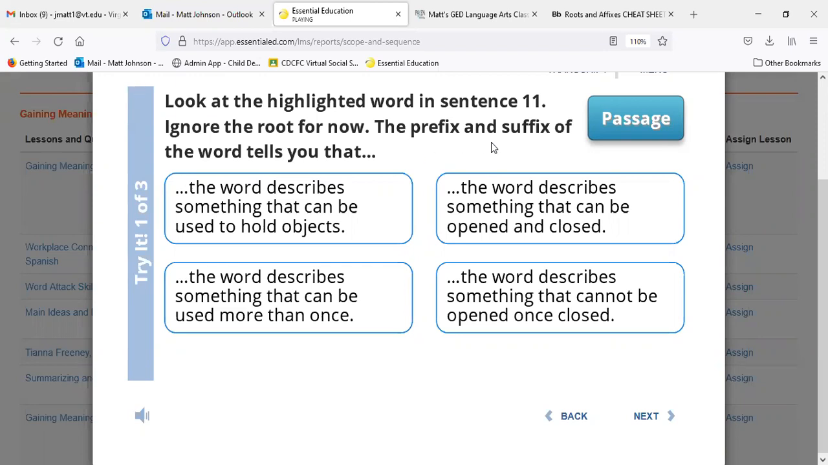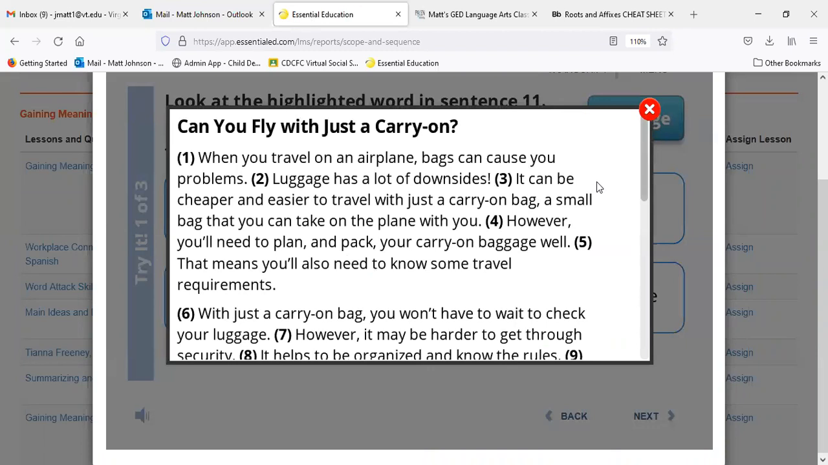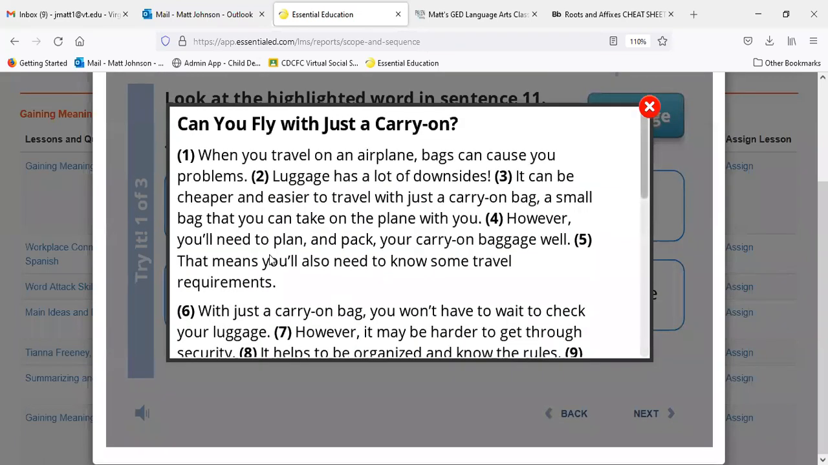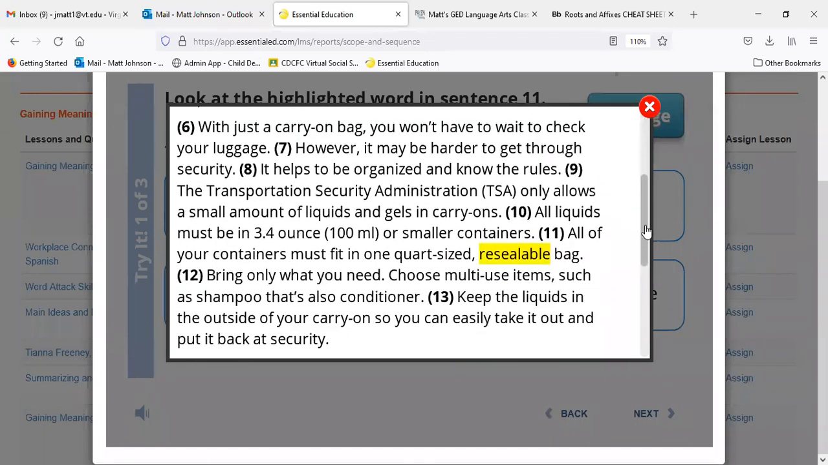Okay, so we don't necessarily need to read the whole passage here. We are working with sentence 11. So looking at the highlighted word, ignore the root for now. The prefix and suffix of the word tells you that. So looking at sentence 11, I want to pick on somebody here in a minute after we read it. Read the whole sentence. That'll help with giving you some context.